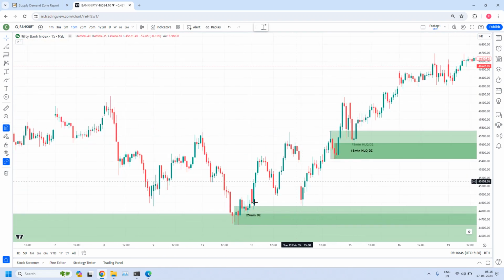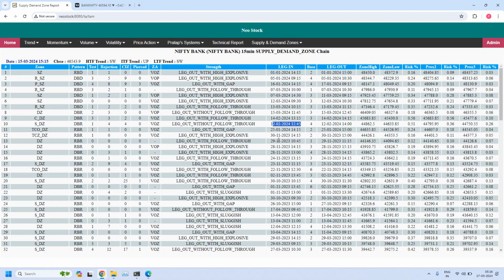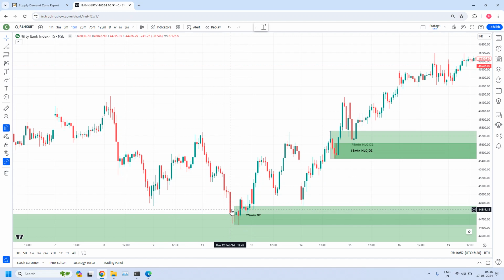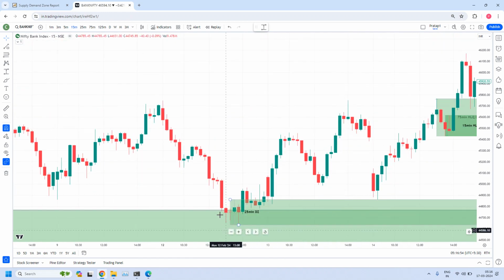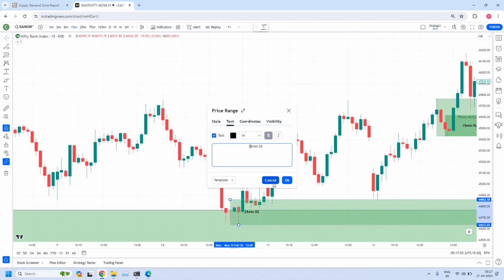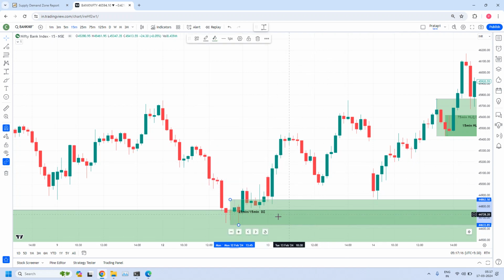Probably inside this 25 minutes. First let me check. 12th February, 12:45. Yeah, we have 1, 2, 3, 4 base candles. That means this entire 25 minutes, we need not draw. The entire 25 minutes is also a 15 minutes, 25 min, comma 15 min. It is supporting both time frames.